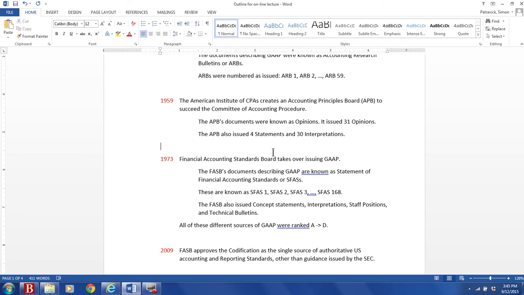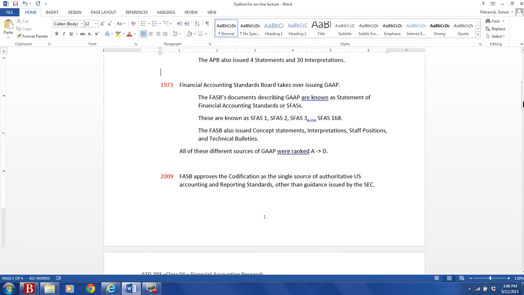In 1973, the group that is currently issuing GAAP, the Financial Accounting Standards Board, took over. At that time, when they made a decision about GAAP, they called it a Statement of Financial Accounting Standard, abbreviated SFAS. And they issued 168 standards. On top of that, there were concept statements, interpretations, staff positions, technical bulletins. So there's a lot of different GAAP that's out there. And depending upon who issued the GAAP, some had more authority than others. So besides the different types of GAAP, they were also ranked A through D.